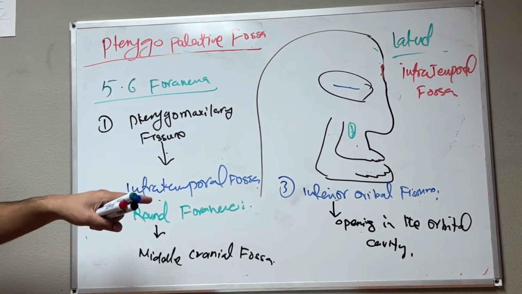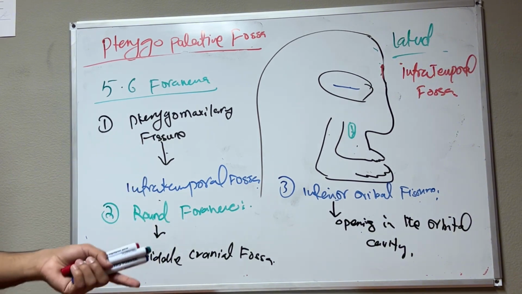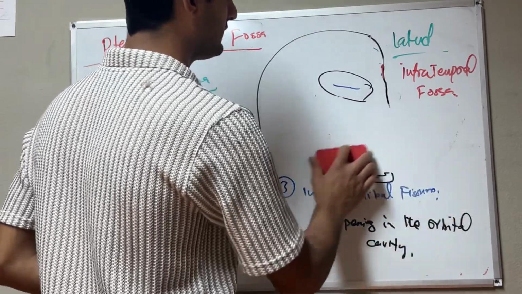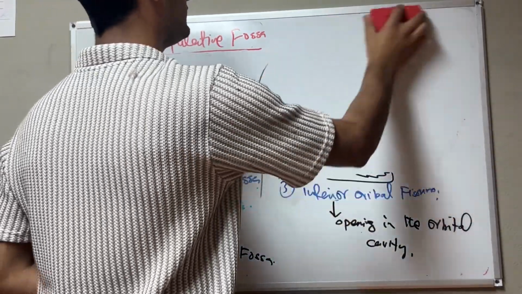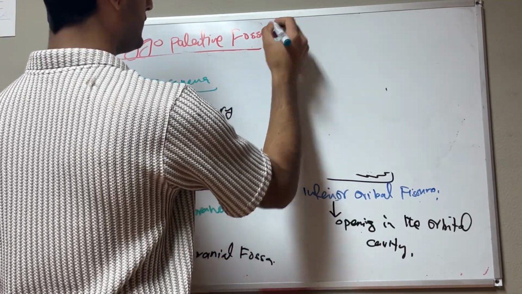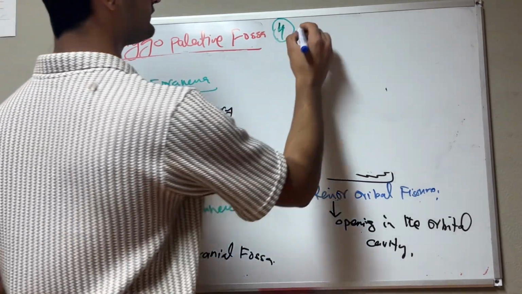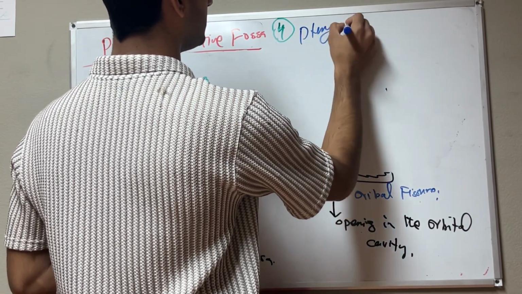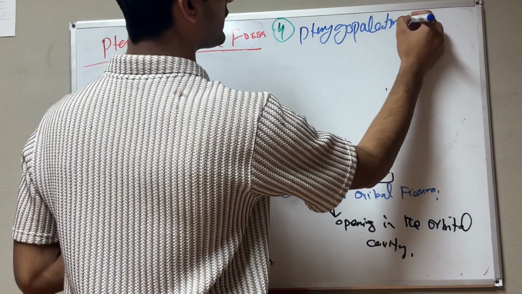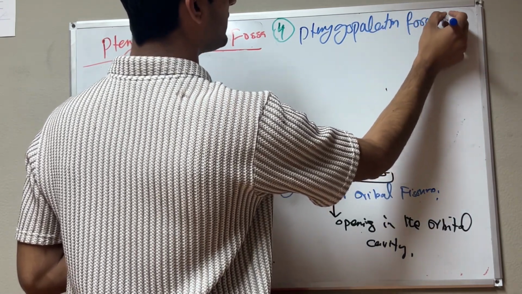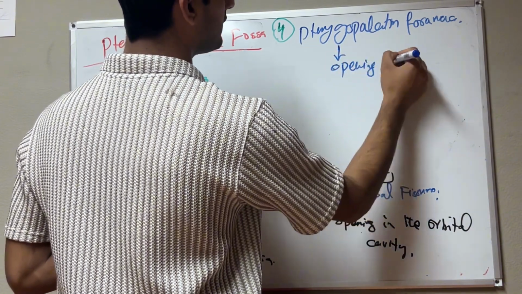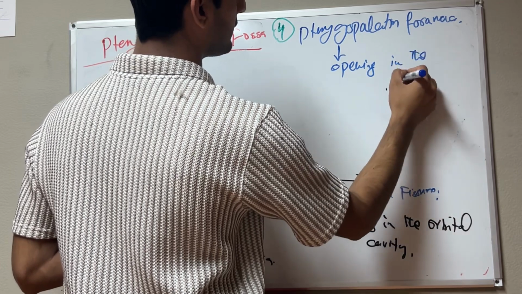I need to write the other three connections. Okay, foramina. First, sorry, I will write this because we already know about the skull. I need to write here. Okay, the fourth one we have is the pterygopalatine foramen. These are inside the pterygopalatine fossa. The pterygopalatine foramen opens into the nasal cavity.